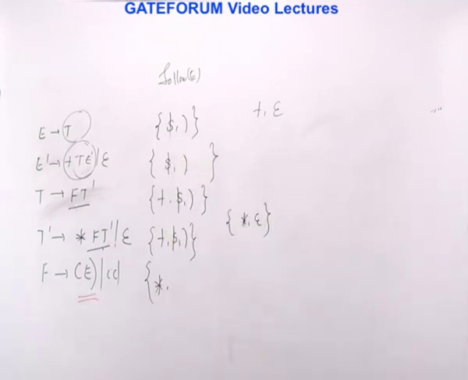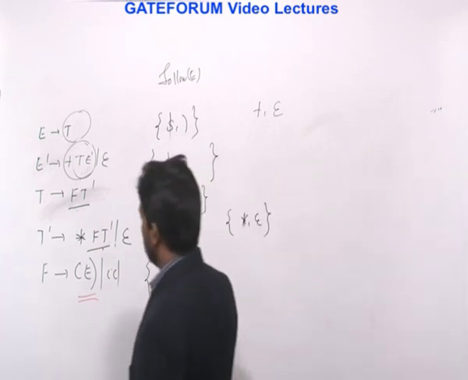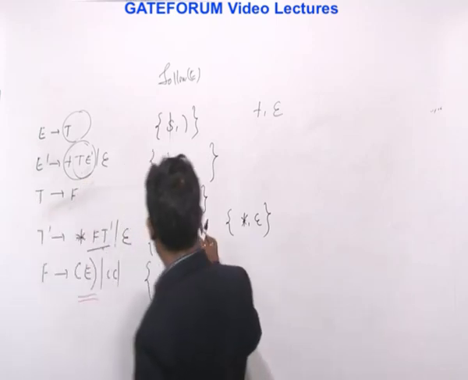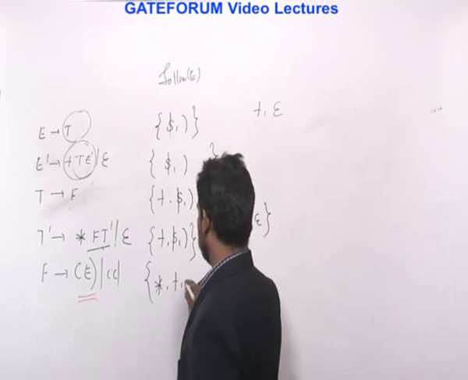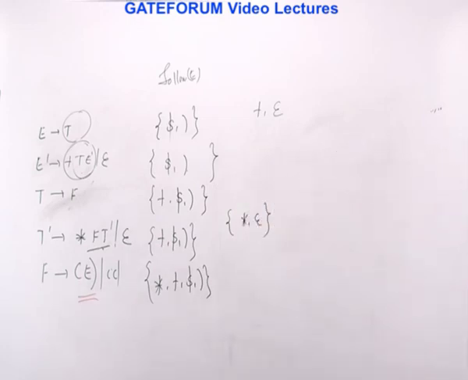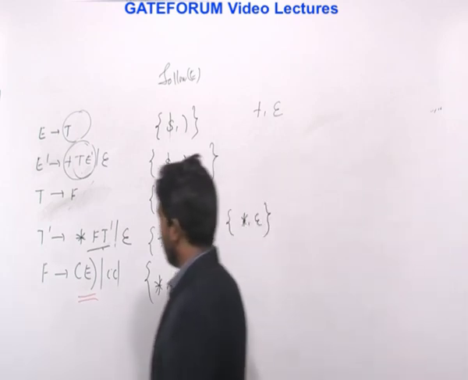Star I will write over here, and for epsilon, if it is epsilon, then follow of F will become follow of T. Follow of T I already calculated, that is plus, dollar and closing bracket. We are done with this. So this is the set we concluded in this case for the follow set.